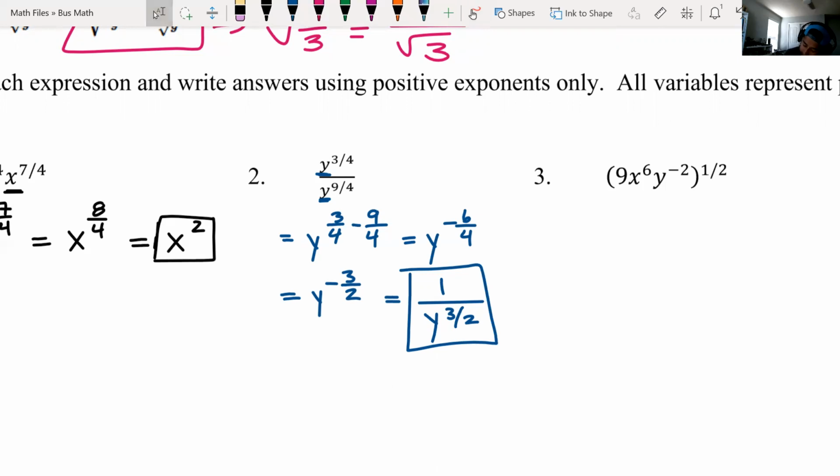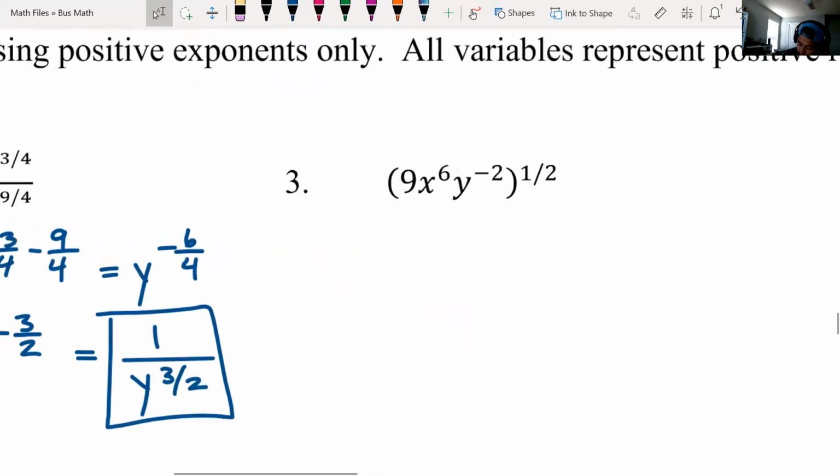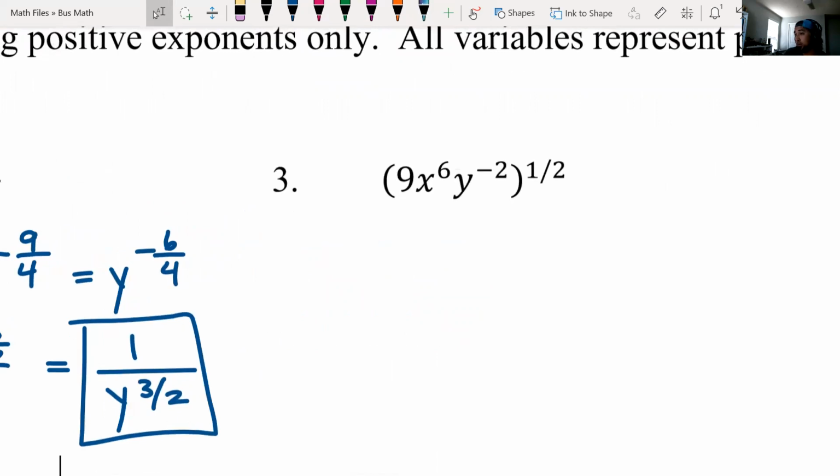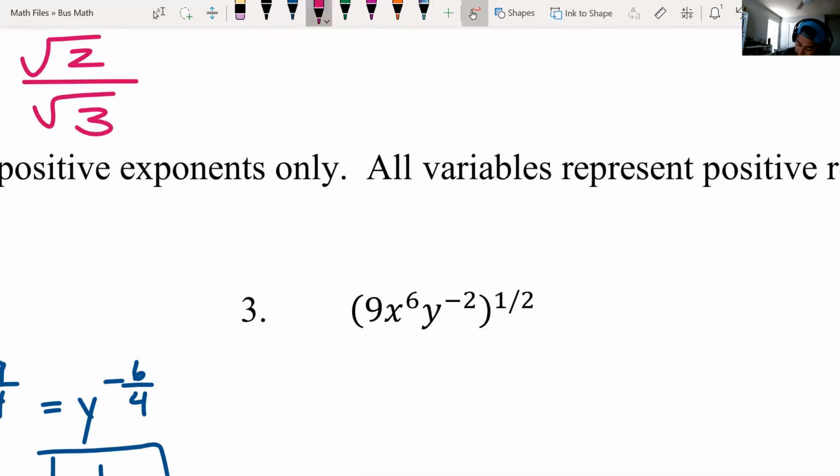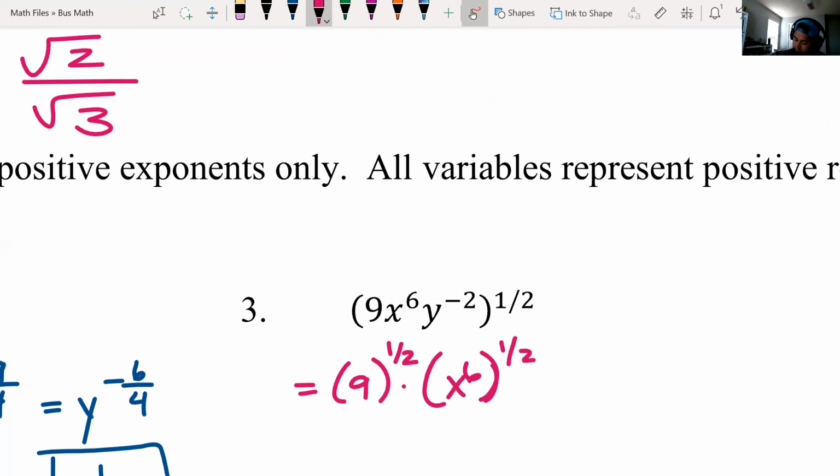Okay. 3. 9x to the 6, y to the negative 2, all raised to the 1/2. So now for this one, we're going to use the product to power. We're going to raise everything to the 1/2 separately. So this will become 9 to the 1/2, x to the 6 to the 1/2, and y to the negative 2 to the 1/2.